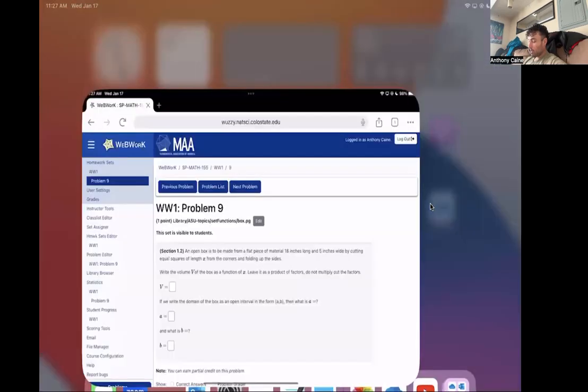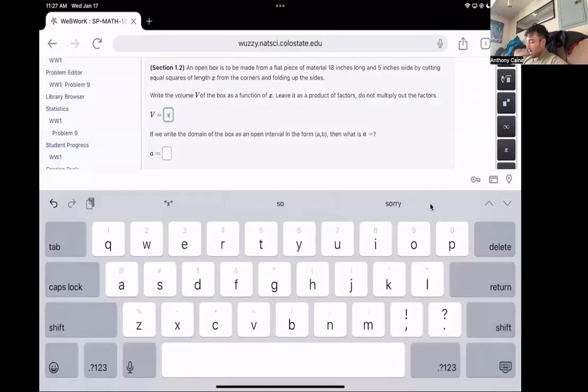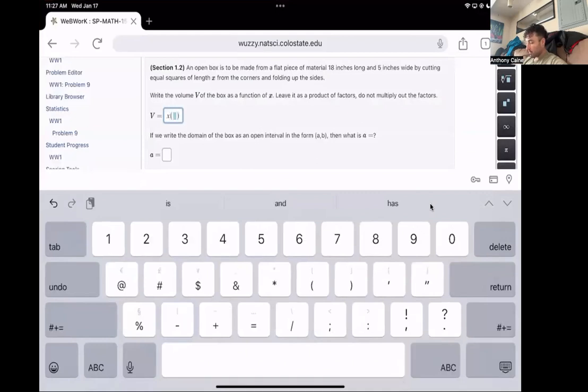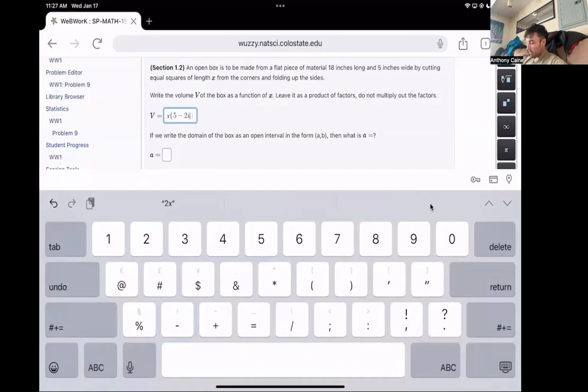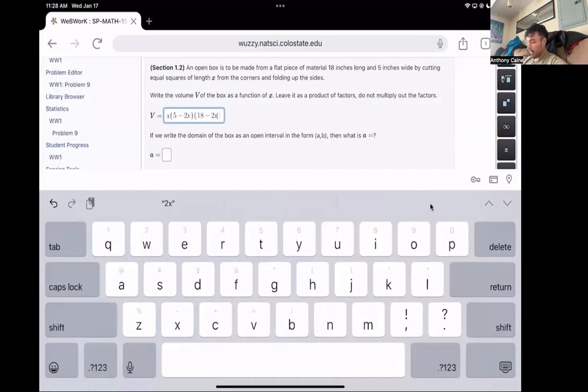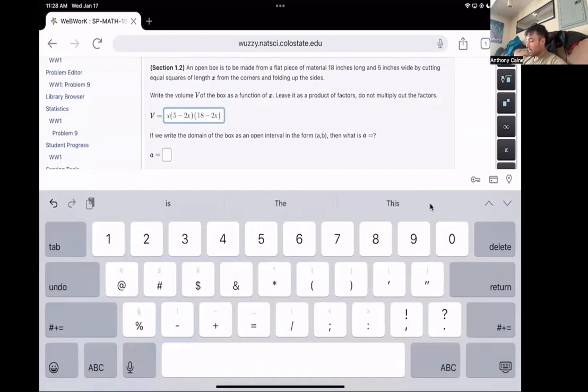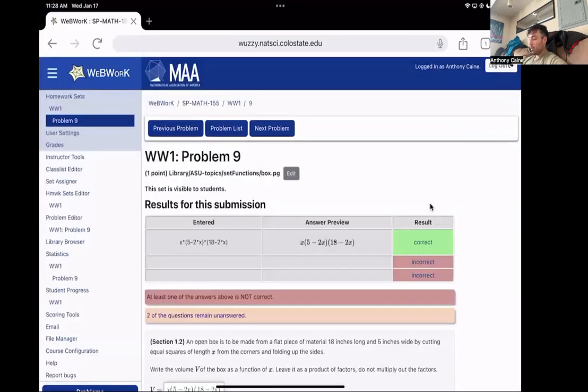All right, so what's the volume? It's x times, maybe here, we'll just do this, times 5 minus, is this minus? It is 2x, sweet, times 18 minus 2x, okay? And there's no need to multiply it out. It'll understand and accept it. There you go.